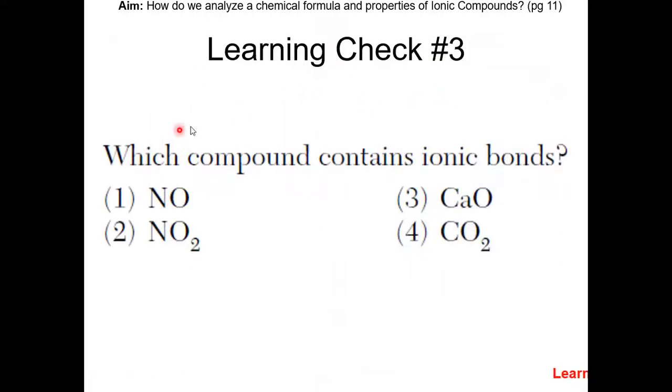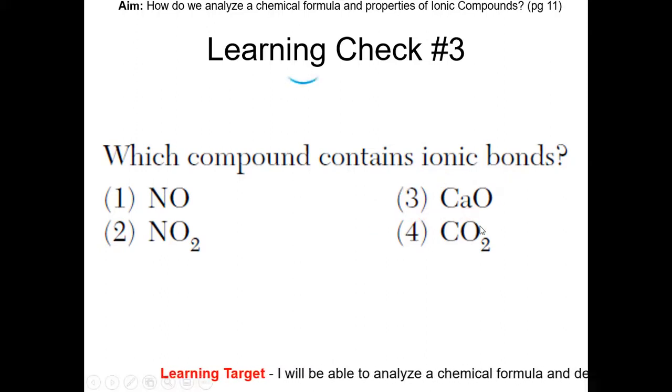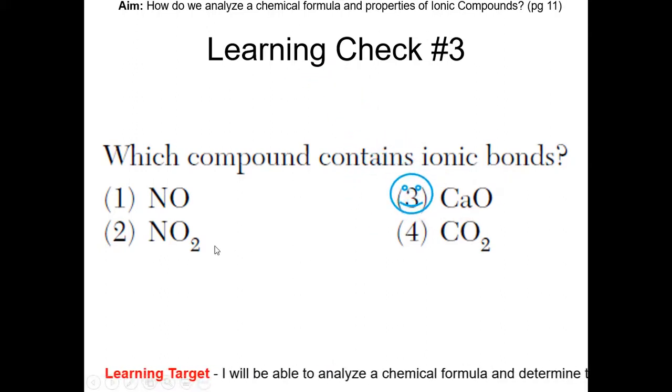Learning check number 3. Which compound contains ionic bonds? Pause the video and resume once you have the answers. Okay, so in order for a compound to have an ionic bond, it must be between a metal and a nonmetal. So the best answer is choice 3. The other answers are all nonmetals. Choice 3 is a metal with a nonmetal.